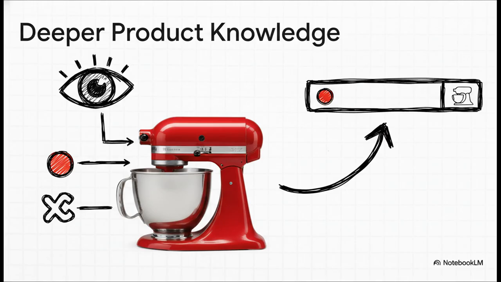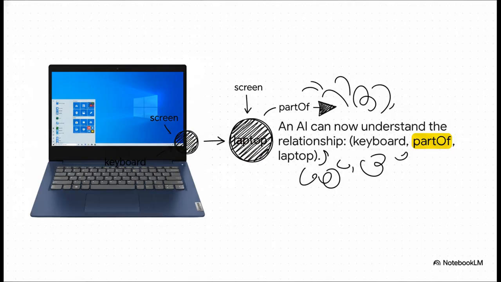And it's also a huge game changer for online shopping. An AI with an MMKG doesn't just see a product, it understands its pieces. It knows that a keyboard is part of a laptop, or what color a specific car is, just from looking at a photo. Look at this. It shows you exactly how it works. The AI can look at this image and build relationships in its digital brain. A keyboard is part of a laptop, a screen is part of a laptop. This opens the door for much more powerful and precise product searches.